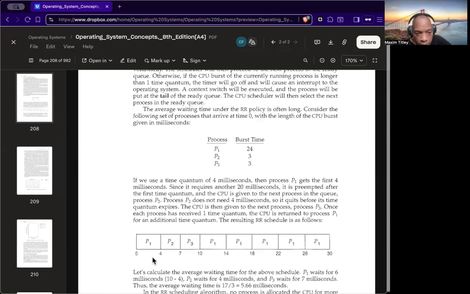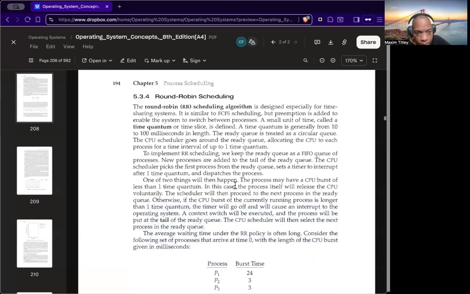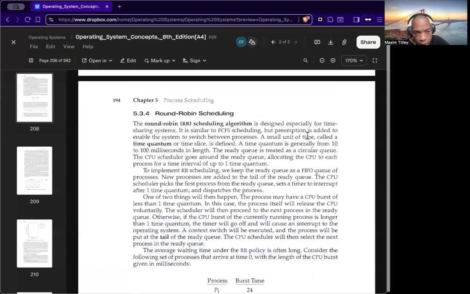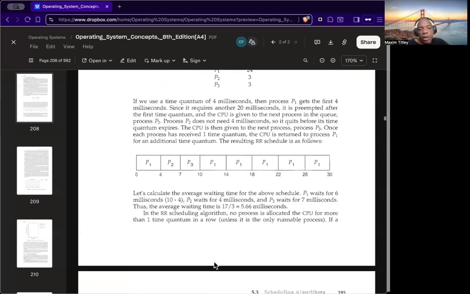If we have a time slice, or as they call it alternatively, a time quantum, a quantity of time that is to be allocated. Let's just call it that, all right? Time quantum or time slice, a small unit of time. A time quantum is generally from 10 to 100 milliseconds in length. The ready queue is treated as a circular queue. Once we're done spending that much time on each of these items, we come back to the beginning and, the ones that are not yet done, we spend more time on them.